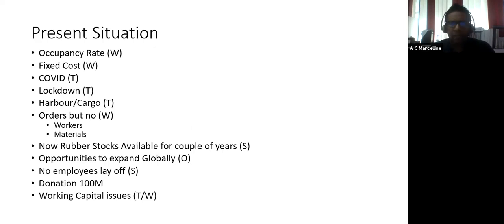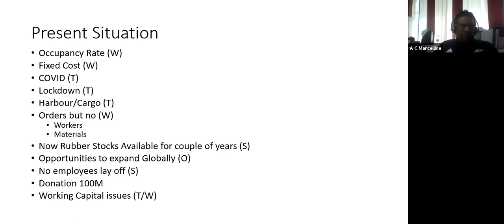Then let's get into the present situation. Just give me a minute, I'll take a sip of my water. Sorry, guys. Right. In the present situation your occupancy rate is going to be low, so I marked that as a weakness. The fixed cost, again, I'm putting as a weakness, because you have quite a high fixed cost involvement. If you work on the break-even point, you will know why I'm saying that. That's quite high.